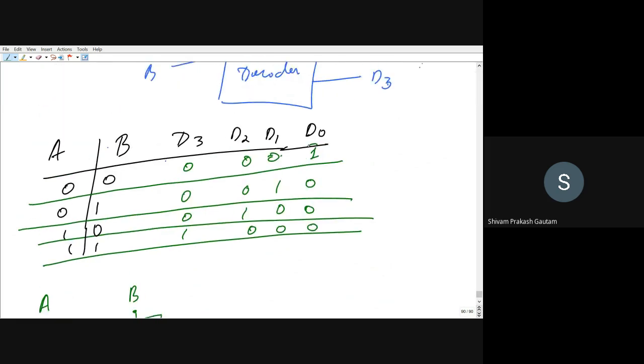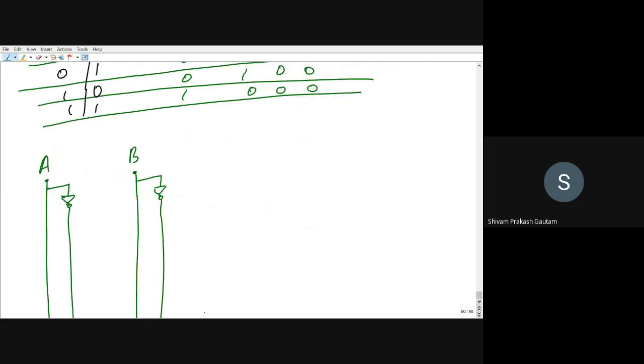D0 is 1 when both A and B are 0. So this is A and B. So I can take A bar, B bar. I will take one combination from A bar, and this is B bar, and I can pass it through an AND gate, and this will be equal to D0.